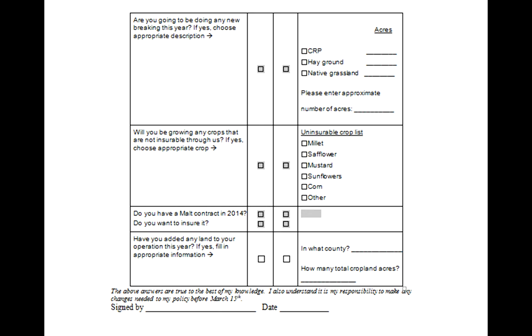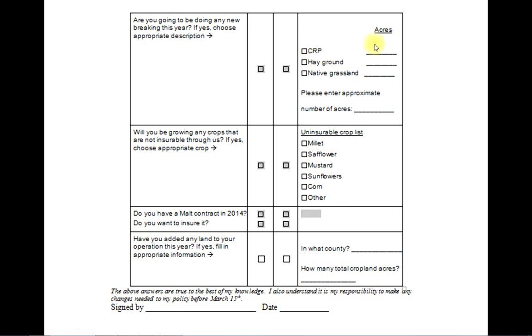On the back side of this sheet, there are some really important things to review before this deadline as well. Are you going to be doing any new breaking this year? New breaking would be anything that hadn't been farmed before, which would be native grassland, hay ground that's been in dry land hay for more than 2 years that you're now breaking out and going to farm, and then CRP.